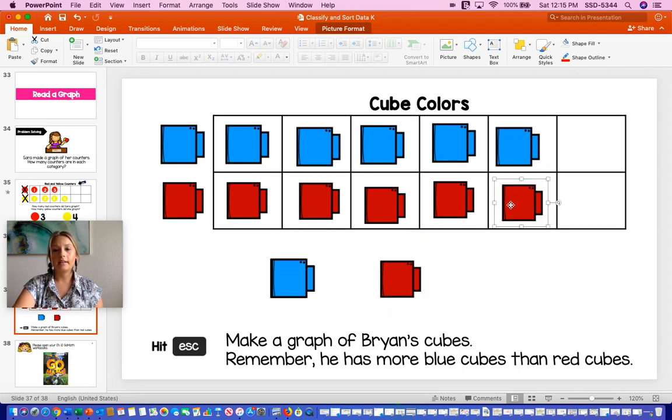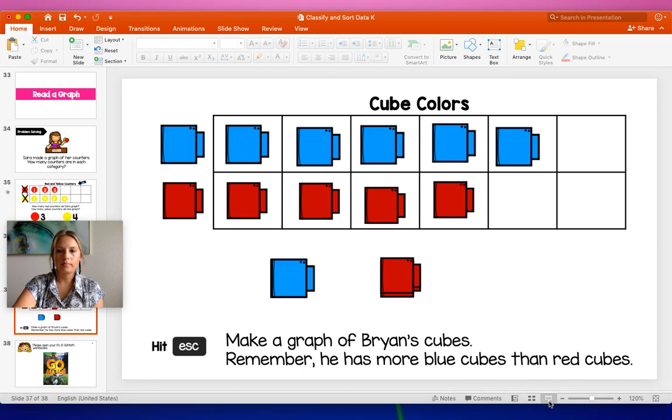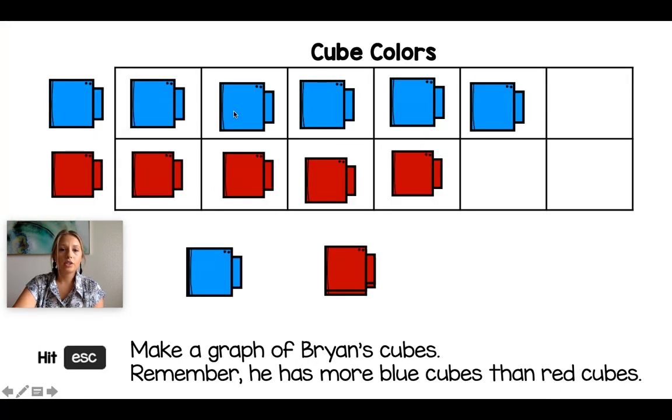What if I did that? No, now they're the same. But Miss Paulina, you told me that he has more blue cubes. So that doesn't work. I'm going to put that back. So I'm going to do this. He has 1, 2, 3. I'm going to make it bigger. He has 1, 2, 3, 4, 5.